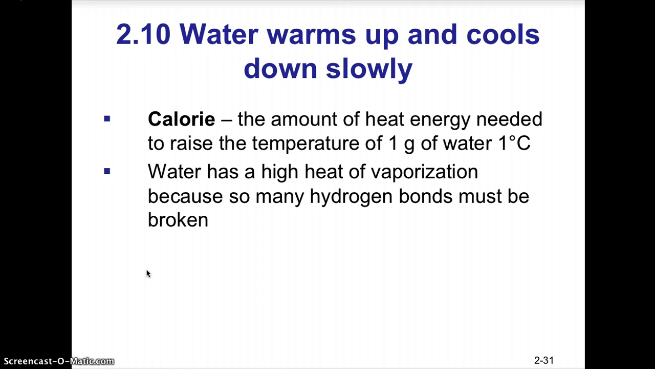Another great thing about water is that water can absorb a lot of energy, but only change its temperature very slightly. And when we talk about that, we say calories. So you've heard the definition of a calorie before, maybe when you're talking about food. But scientifically, a calorie is the amount of heat energy that is needed to raise the temperature of 1 gram of water by 1 degree Celsius.